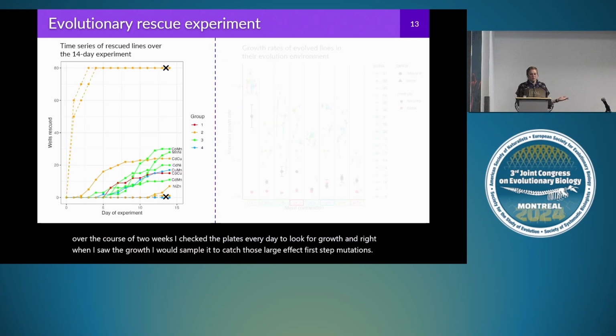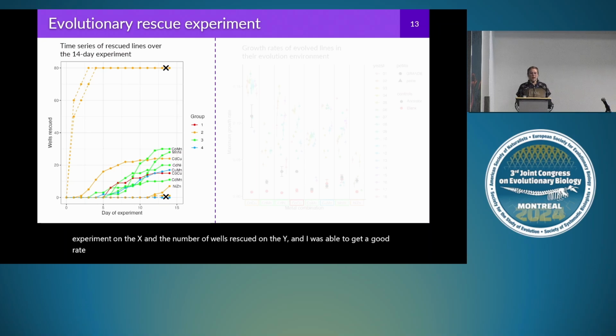So in this graph, I'm showing a time series of this evolution experiment with the day of the experiment on the X and the number of wells rescued on the Y. And I was able to get a good rate of rescue for 8 of the 15 combinations with at least 1 pair from each group. But for some of the pairs, I was not able to select the right concentrations with the right balance of toxic enough that most populations will go extinct, but not so toxic that there's never any chance for rescue. So that's what the black X's are showing.